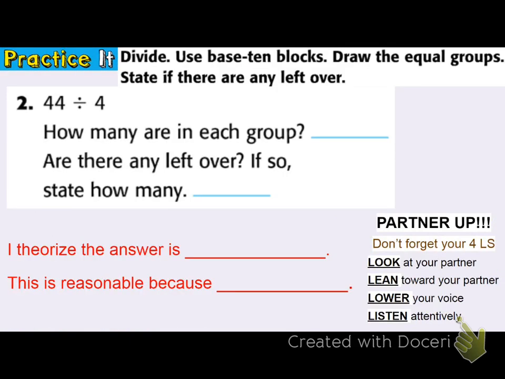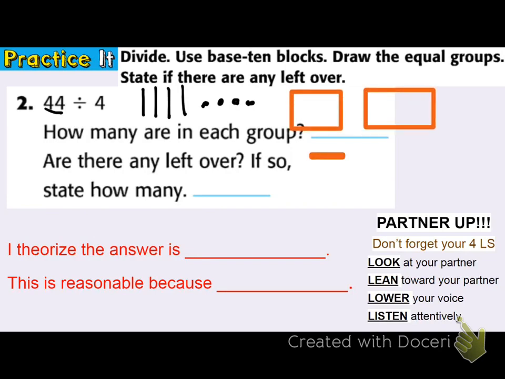Okay, moving into the practice it. Divide, use base 10 blocks, draw the equal groups, state if there are any left over. Well, step 1, I'm going to draw or model 44. Well, 10, 20, 30, 40, and then I have 4 ones. That's 44. I need to put 44 into 4 equal groups. Well, let me go ahead and draw my 4 groups. 1, 2, 3, 4.